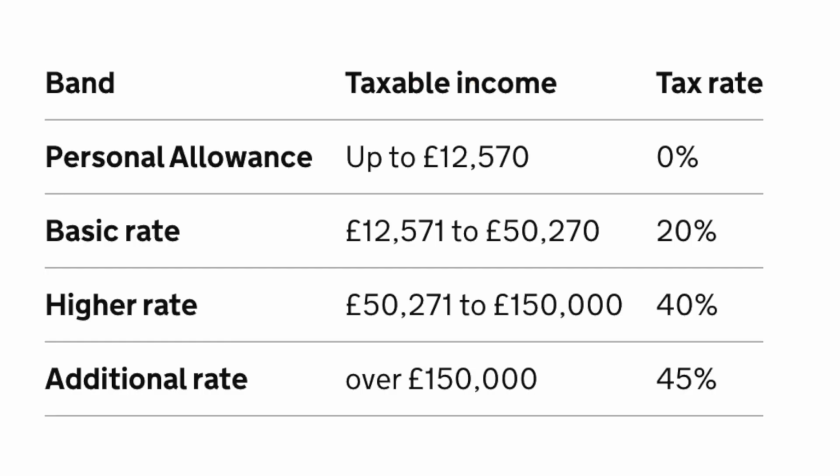Basically, if I earn less than £12,000 in a year, I don't have to pay any income tax on that amount. If I earn £12,000 to £50,000, then I will have to pay 20% in tax. If I earn more than £50,000, then that income tax rate will be 40%.